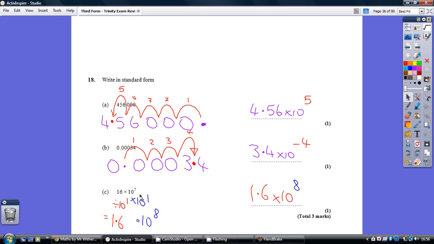Now we've got to write this in standard form. Now why isn't it standard form at the moment? Well, because this isn't between 1 and 10. We need to change this 16 into being 1.6. So to do this, we divide this first term by 10. But we can't change the number overall, so we compensate by multiplying this second number by the opposite, which is multiplying it by 10. 10 to the 7 times 10 to the 1 is 10 to the 8, so that's why we get 1.6 times 10 to the 8.